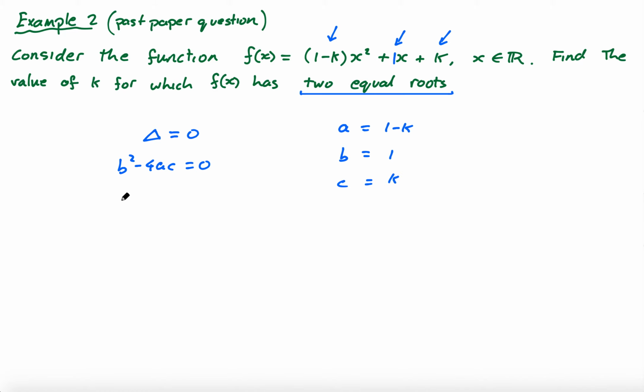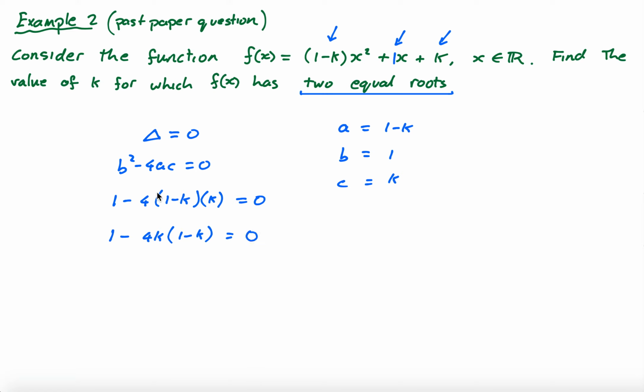Right. B squared is 1 squared. So that's 1 minus 4 times a, which is 1 minus k, and c is k. And this equals 0. Now I just have to solve this. So I'm going to join this to make it a little bit easier to see. I'm going to do the 4k first. So it's 1 minus 4k(1 minus k) equals 0.